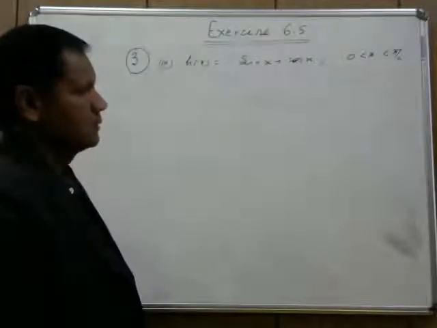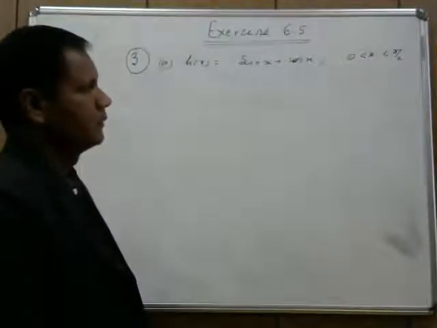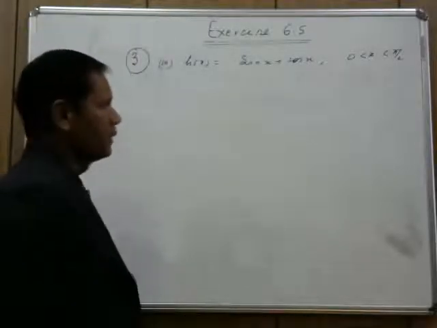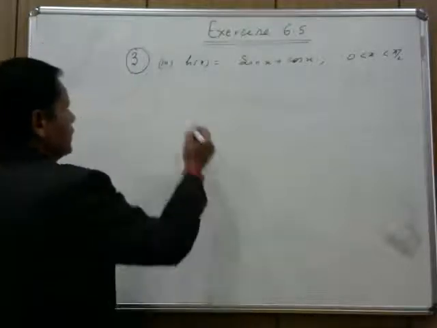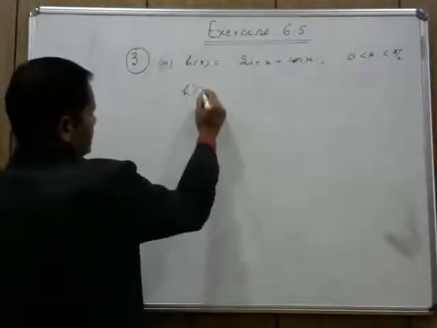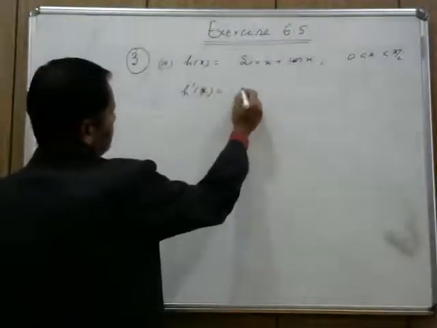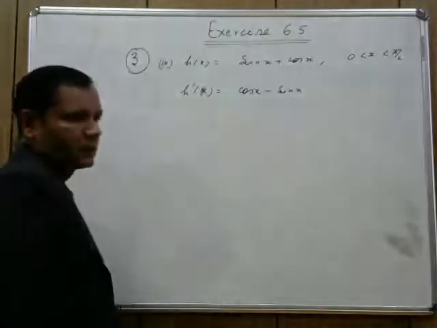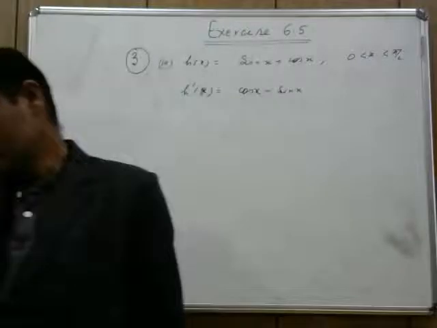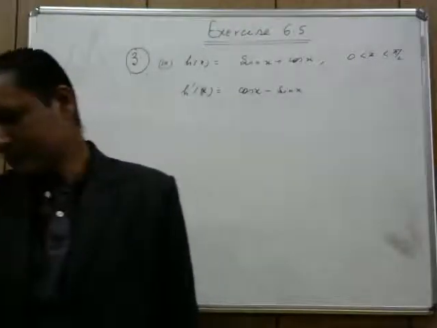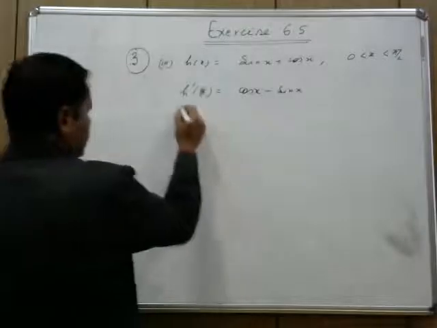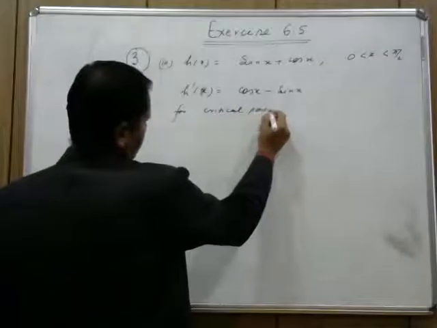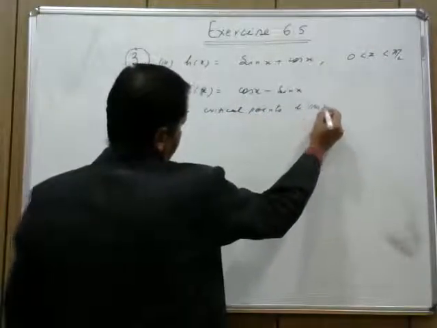sin x plus cos x, where x belongs to the interval 0 to pi by 2, and you are asked to find the value of local maxima and local minima. Of course, for the solution we will find out first h dash of x. h dash of x is equal to cos x minus sin x. For finding the critical points, we put h dash of x equal to 0.